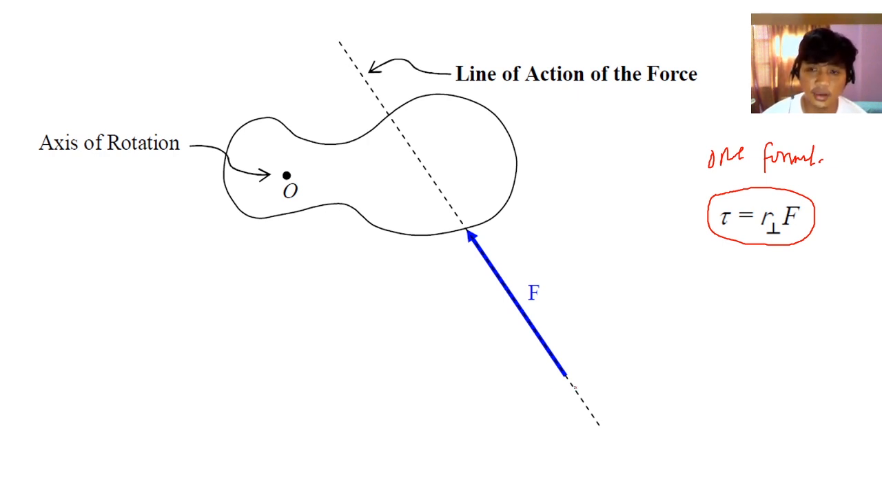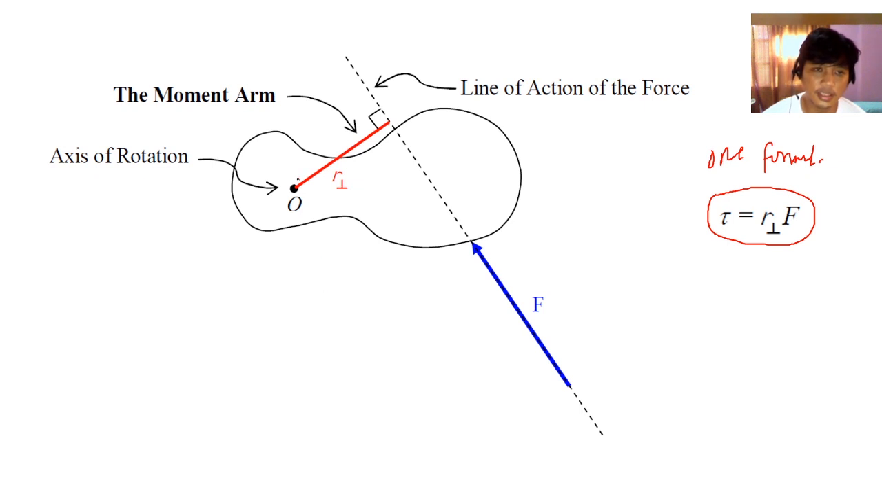As it turns out, R perpendicular is this line, and it's called the moment arm. The moment arm is R perpendicular. The moment arm is that distance from the axis of rotation to the line of action of the force, wherein the moment arm is perpendicular to that line of action of force. So if you can somehow find a way to get R perpendicular, you can measure this, and it has to be perpendicular to the line of action of the force.